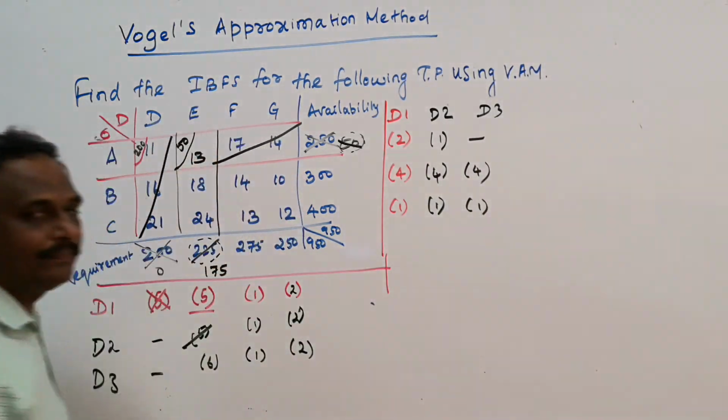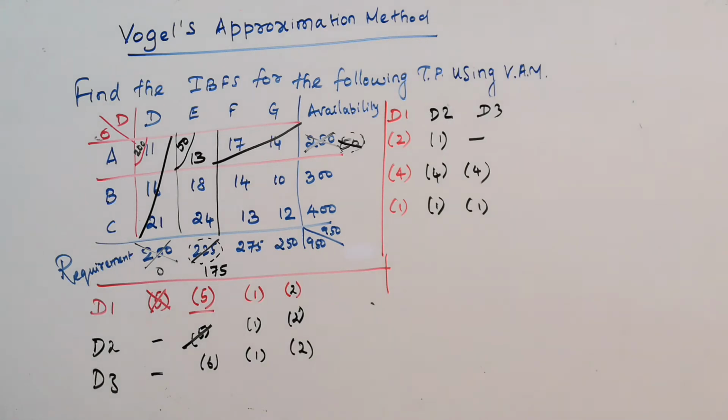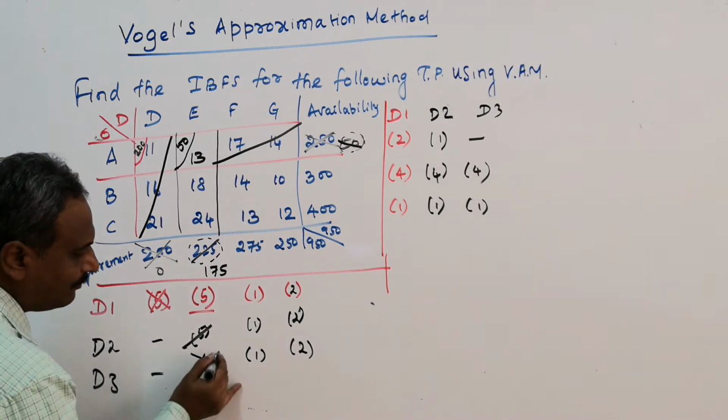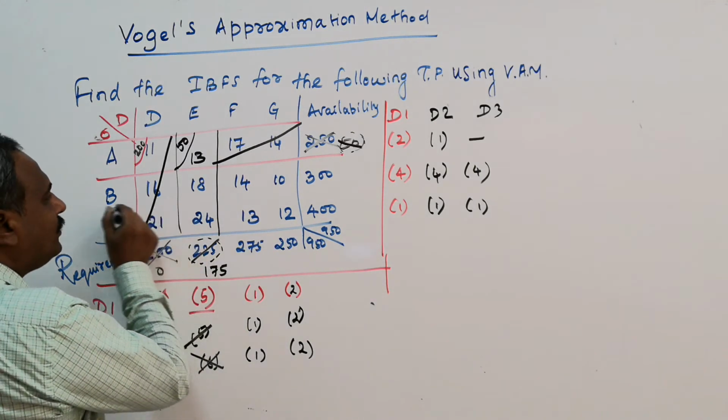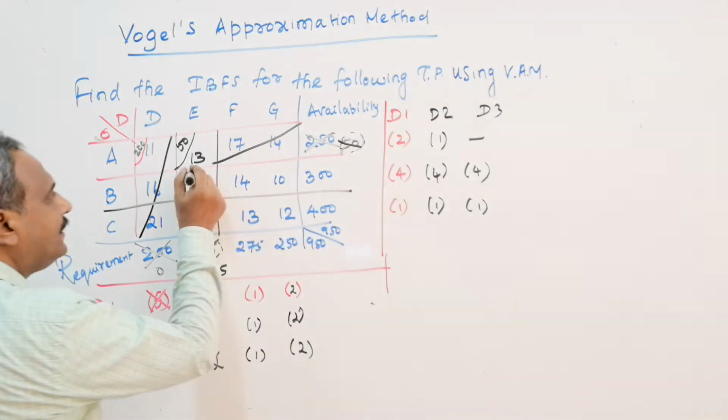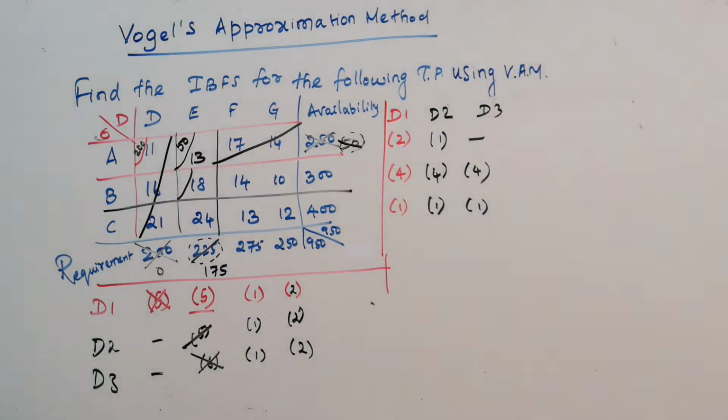Now I am going to check the maximum value. Again we are getting the maximum value 6 in this place. I am going to check the least value. What is the least value in this particular place? 18 is the least value.